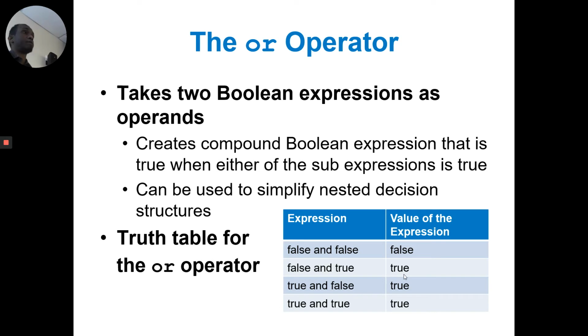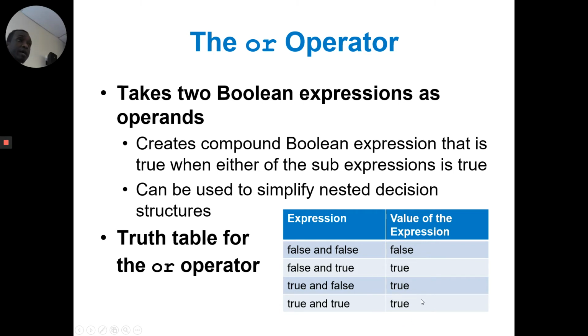The OR is different. The OR just looks for as long as one of them is true, okay? As long as one of them is true. So it creates a compound Boolean expression that is true when either of the sub-expressions is true. So again, we look at the truth table. If it's false and a false, it's a false. It's not like math where two negatives give you a positive. If it's a false and a true, it's true. Again, all it's looking for is one truth. True and a false will be true, and a true and true would be true.